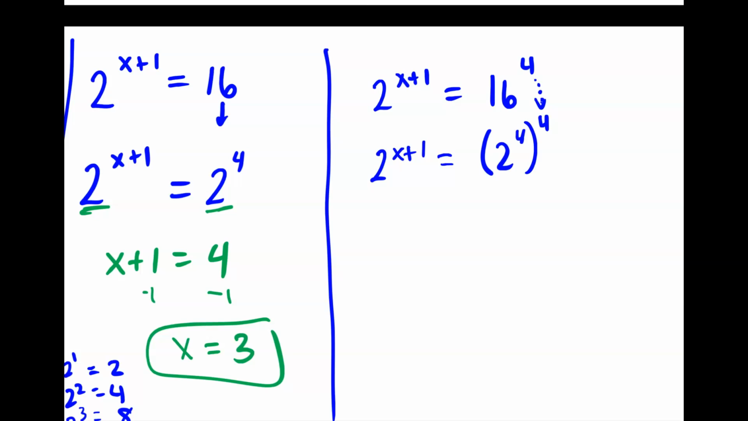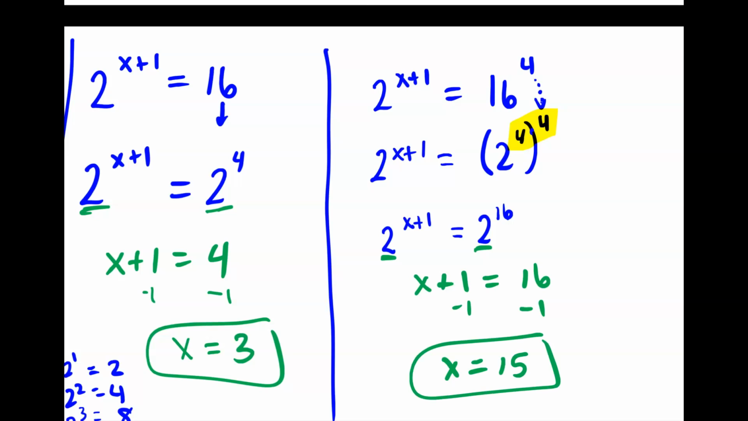So secretly, right, we're bringing in chapter 5 concepts, right? An exponent to an exponent. How do I combine these? I have an exponent to an exponent, you multiply. So 4 times 4 is 16, so on the right side I have 2 to the 16. On the left side, I have 2 to the x plus 1. Since I have the same base on both sides, I can set the exponents equal to each other. And I just solve for x, and I see it's 15.